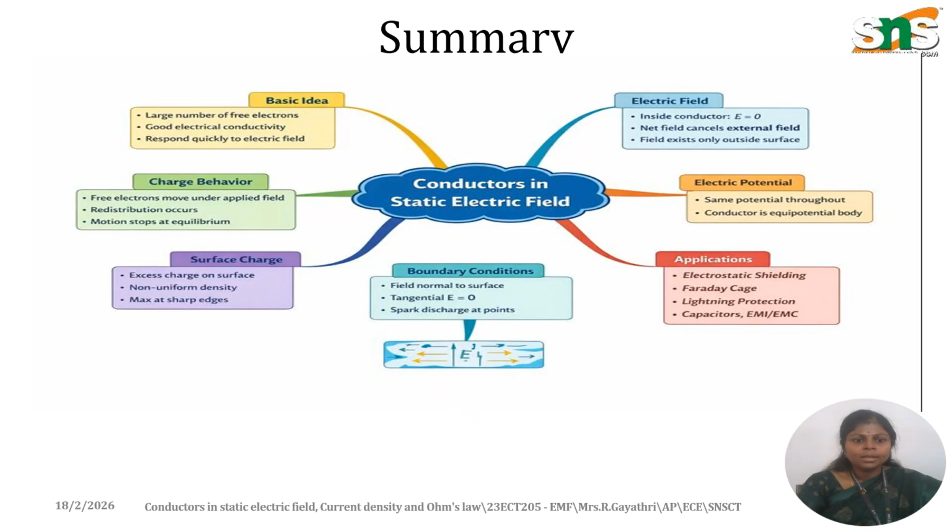Coming to the summary of the discussion, we have discussed the boundary condition. The tangential component of the electric field will be 0, and we have listed the applications. The electric potential is the same throughout the surface of the conductor, the electric field is also 0 inside the conductor, and the flux density is also 0 related to the conductors.